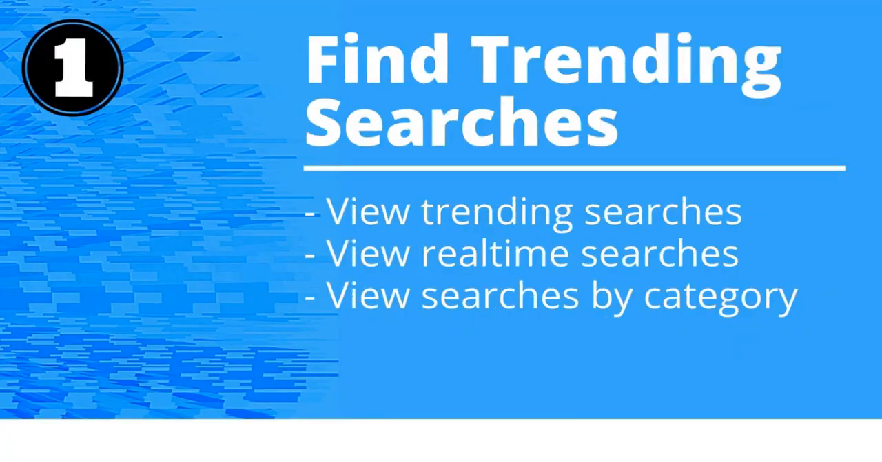So if we come over and we look at just number 1, I'm going to have 7 different things you could do here in Google Trends. Number 1, the obvious one, find trending searches. So you could see trending searches, real-time searches, and searches by category.